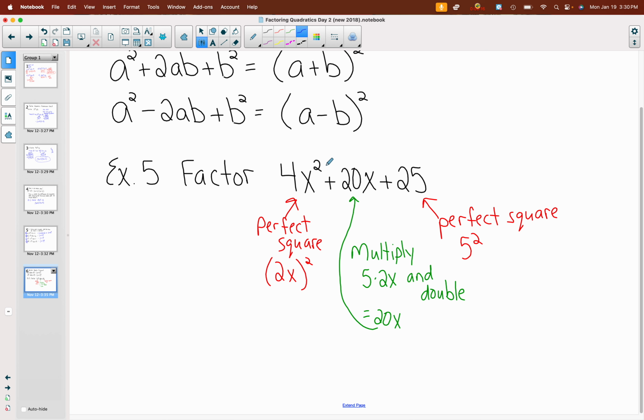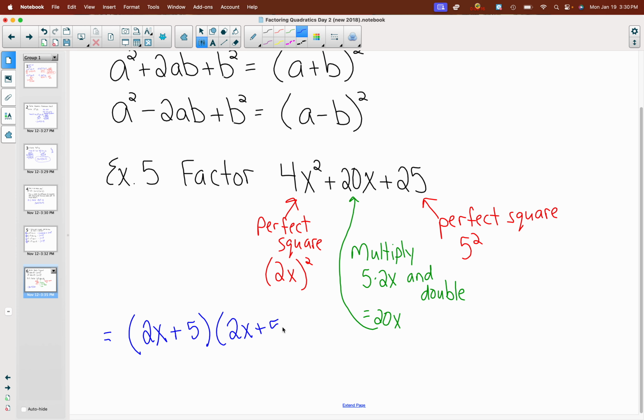So what you do is you take the square root of this, and you'd get a 2x. You take the square root of this, and you get a 5. And this 2ab part, if you multiply 2x times 5, you get 10x. Double it, and you get 20x. So that would be the check, how you would check to make sure. Now, the other thing you can do is if you notice this is a perfect square and you notice this is a perfect square, then just make a guess and say, okay, I think it's going to be 2x. Since they're both plus, it would be a plus. The square root of 25 is 5.